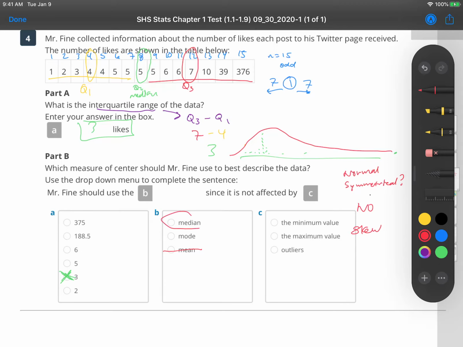The best one would be to use the median, because it is the most resistant to extreme measures. Since it is not affected by extreme measures, essentially the outliers. So outliers is your answer for number 4C.